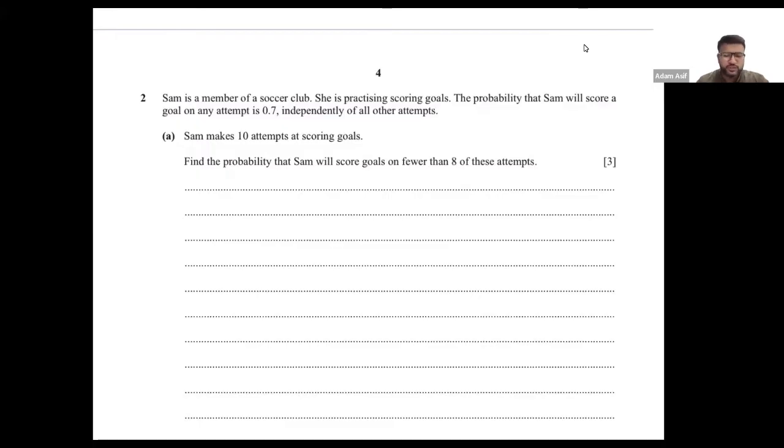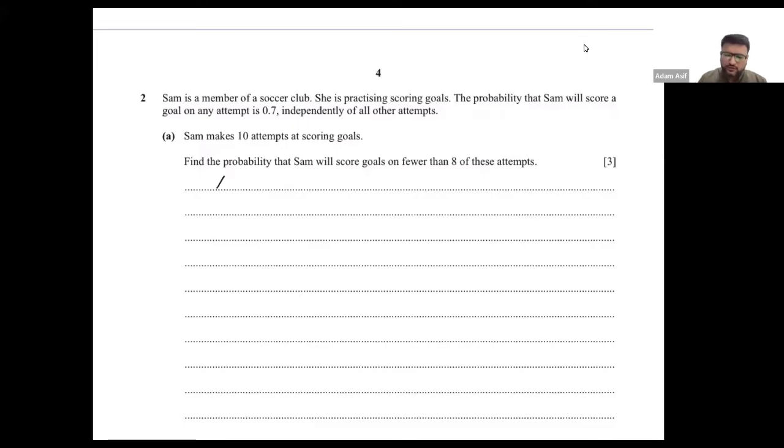So by reading the question, do you agree that it's a binomial distribution question? There are a fixed number of trials. She's making a fixed number of attempts. And those attempts are independent. Okay. And we need to find the probability that fewer than 8 of these attempts are successful.